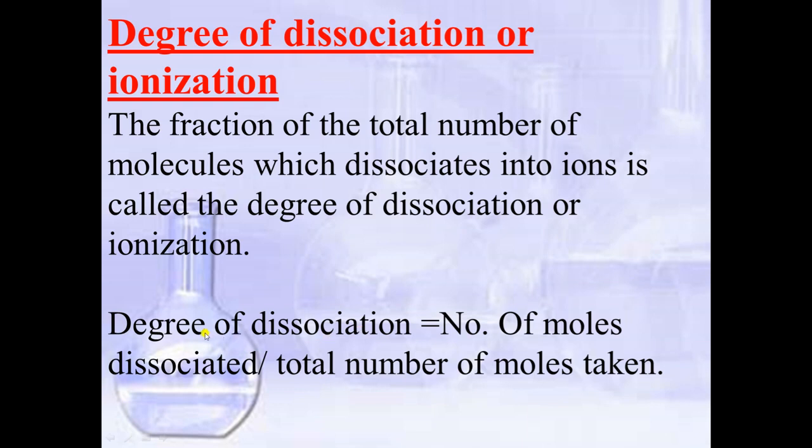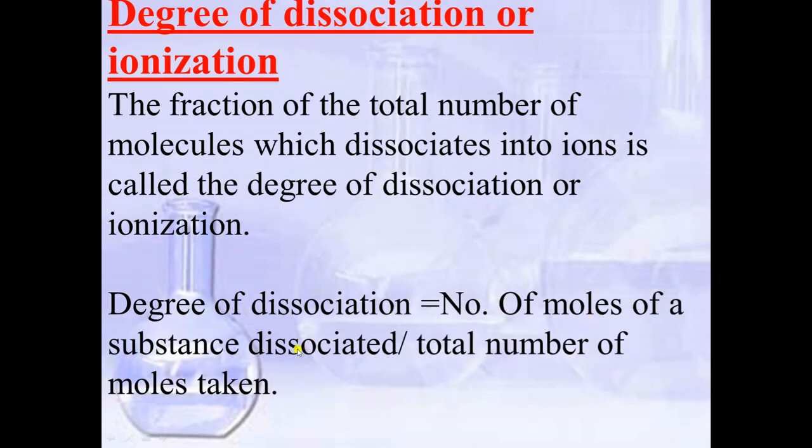We can find out the degree of dissociation, which is equal to the number of moles of a substance dissociated divided by the total number of moles taken. By this formula you can find out the degree of dissociation. It is represented by alpha.